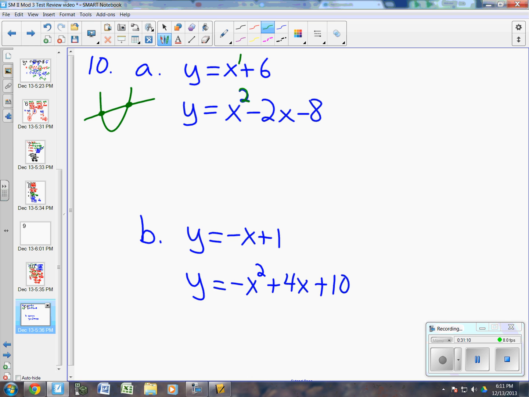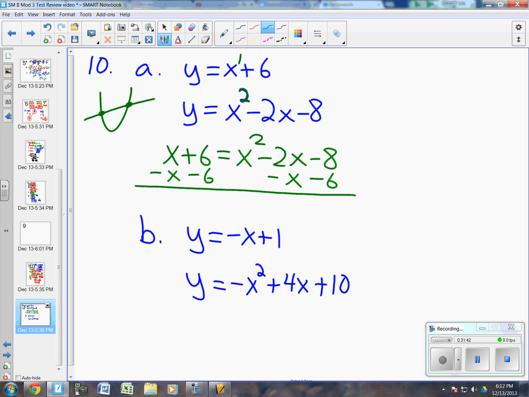So this one's quite easy because they're both equal to y, so we can use the substitution method. Since y equals x plus 6 and y equals x squared minus 2x minus 8, that means x plus 6 is equal to x squared minus 2x minus 8. They're both equal to y, so they're equal to each other. We have a quadratic equation. To solve the quadratic equation, you get everything equal to 0. So I'm going to minus an x and minus a 6 from the left side. I put it under its like terms, and I get 0 equals x squared minus 3x minus 14.